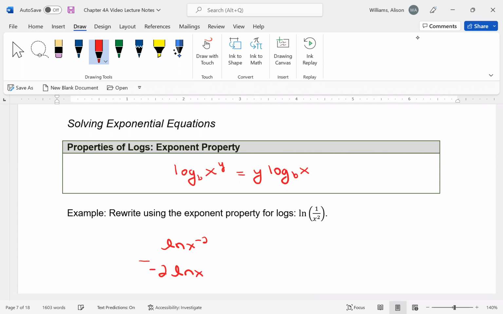And there you go. That's the rewritten version of this logarithm. I can rewrite it as negative 2 natural log of x. And these two are equivalent. They're the same thing. But this one's a lot prettier, right? Just negative 2 natural log of x is a lot better to look at than the one with the fraction.